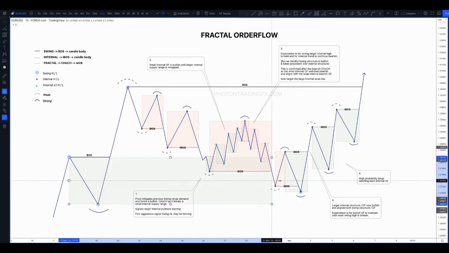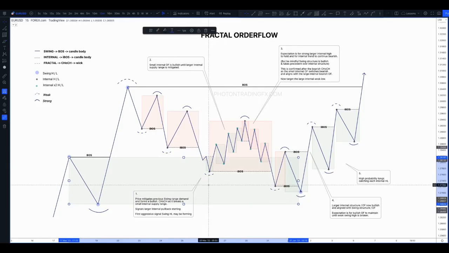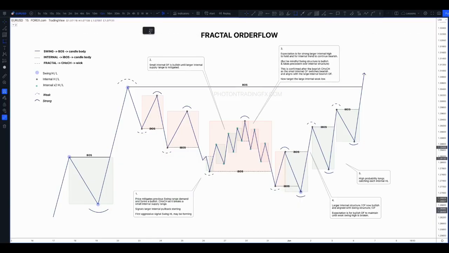When price pulls back down into this demand range, that's when it's higher probability to then be looking for longs. And of course, if we're looking at actual supply and demand zones within that, we'd be looking for refined pivot zones, et cetera. But for now, let's just focus on the ranges, because we're looking at the overall order flow. So we have a swing break of structure, and we're expecting a swing pullback.